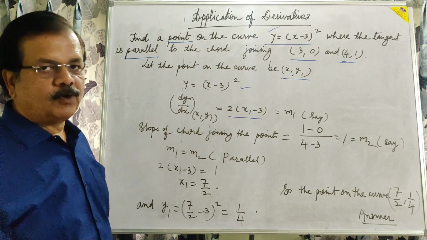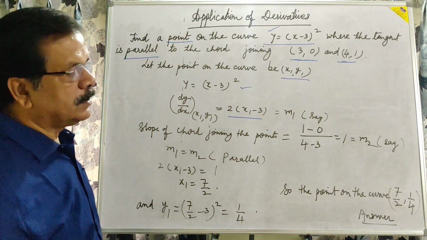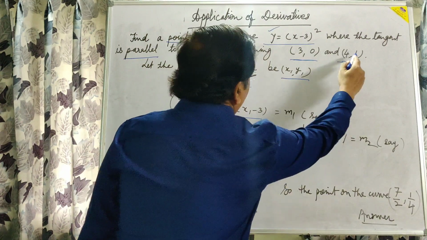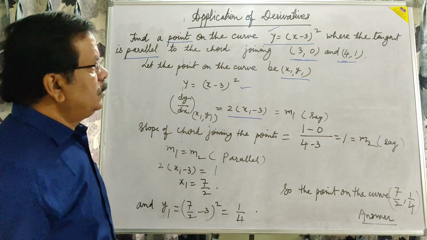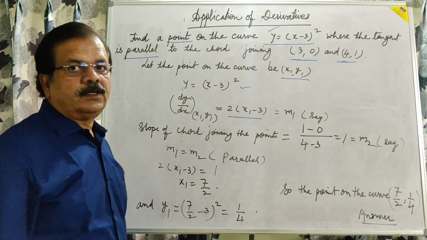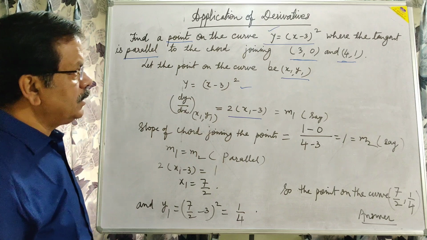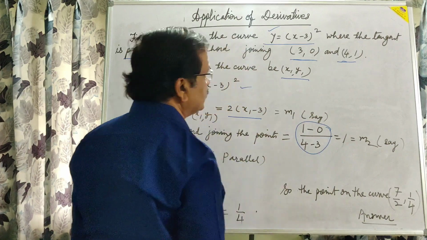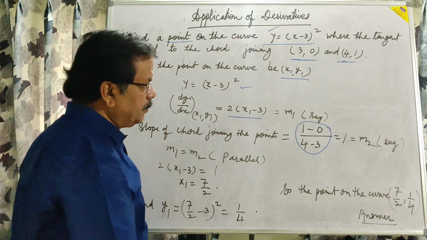Let this value be m1, and then in the same way in the second case, the slope of the chord joining the points 3, 0 and 4, 1 is 1 minus 0 upon 4 minus 3, because we know that by the 2-point formula y minus y1 is equal to y2 minus y1 upon x2 minus x1 within bracket x minus x1, and using that formula the slope will be y2 minus y1 upon x2 minus x1, that is 1 minus 0 upon 4 minus 3, and this is coming out 1.